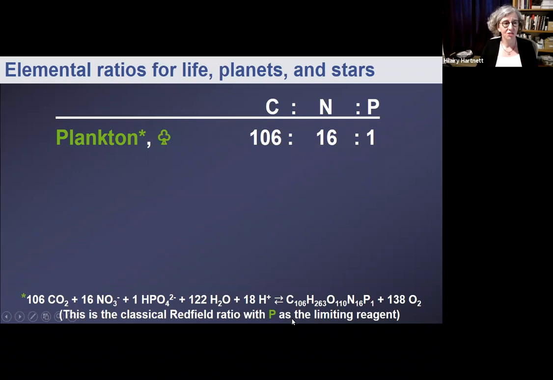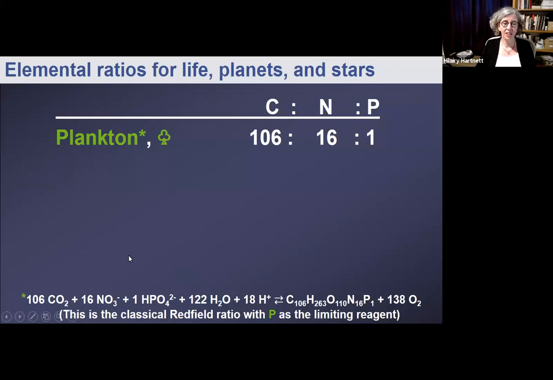So the ratios of elements are critical for life and for geology. I'm an oceanographer, so I'm going to use plankton as my proxy for all life. And canonically, plankton have a carbon, nitrogen, phosphorus molar ratio of 106 to 16 to 1. And that's based on the equation for photosynthesis, which I put here at the bottom, that assumes that phosphate, or phosphorus, is the limiting nutrient for this reaction.